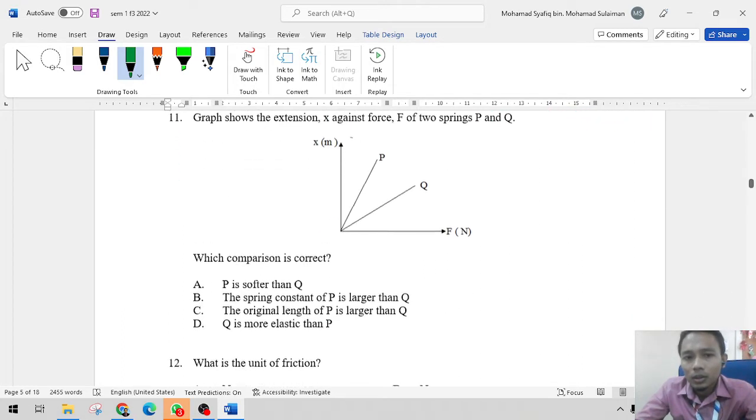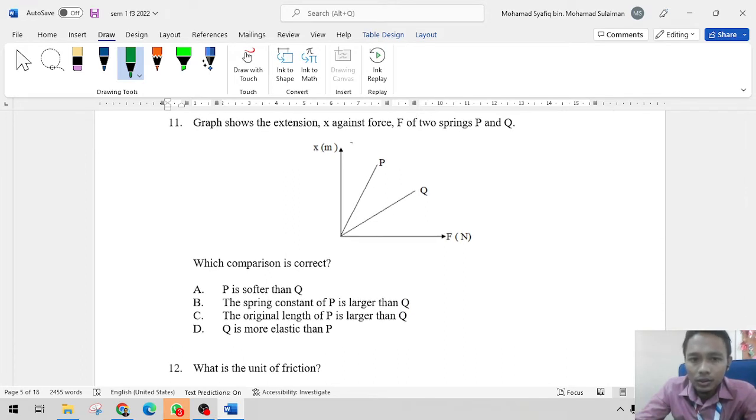Okay, the graph shows extension against force. Which comparison is correct? P is softer. So we don't know the original length from the graph.